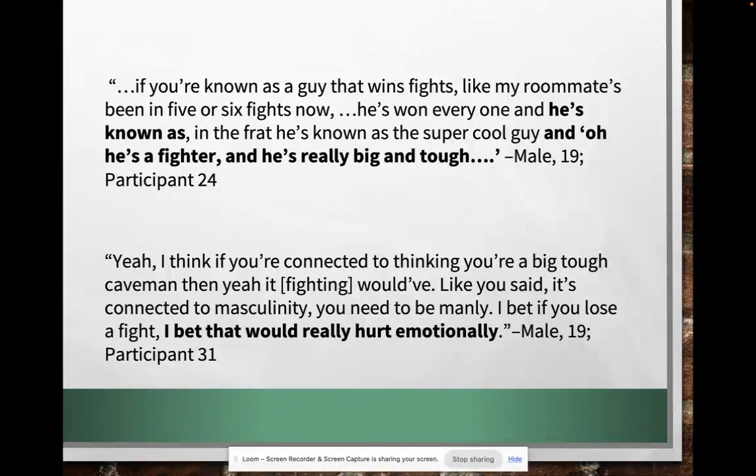And then another participant said, yeah, I think if you're connected to thinking like you're a big tough caveman, then yeah, fighting would have, like you said, it's connected to masculinity. You need to be manly. I bet if you lose a fight, I bet that would really hurt emotionally. And so you can see how people are talking about men who get into these fights and then they lose.